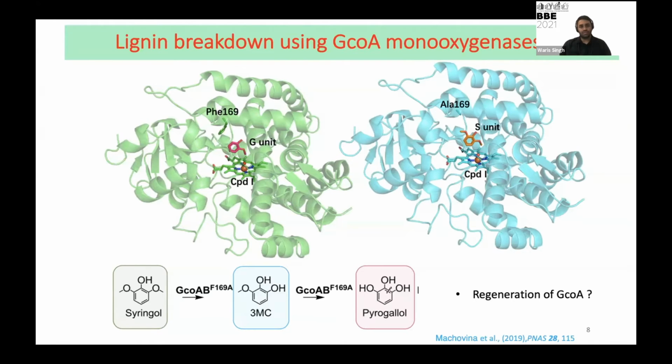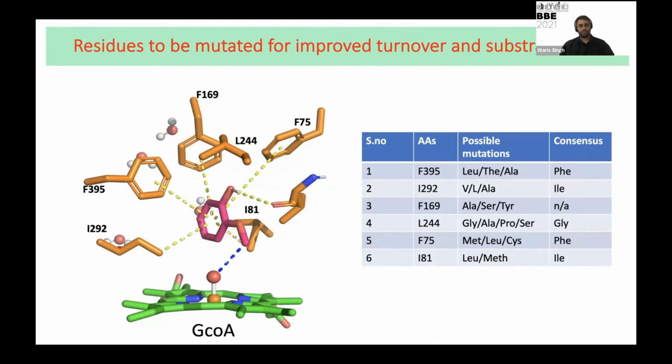However, in the context of HBBE, we are also very interested to further improve the turnover of both S and G units and make this enzyme able to accept bulkier substrates. So this is the active site. These results are quite similar to the papers published in Proceedings and Nature Communications, but we want to focus on these residues, which I'm showing with my cursor, and see if we can mutate them and increase the turnover for S and G units and make this enzyme accept bulkier substrates.